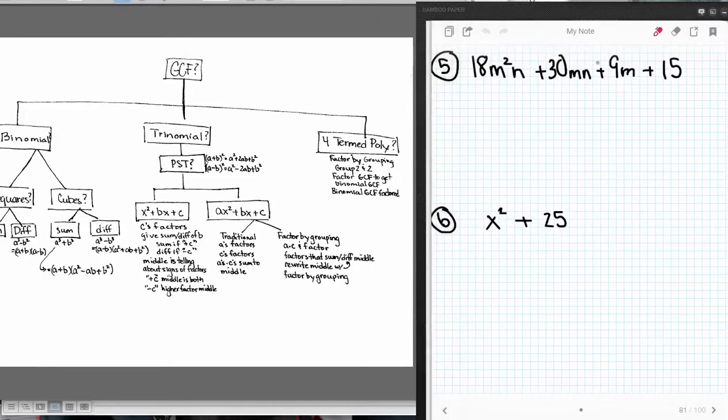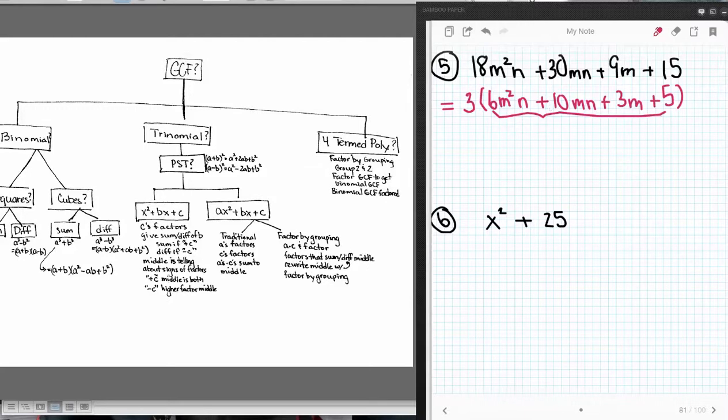All right, moving on to problem number 5. The first thing I want to check for is a GCF. So 18, 30, and 9, and 15 all have a 3 in common. So that's the first thing I'm going to do. I'm going to take out a 3. And that's going to leave me with a 6m squared n plus a 10mn, and then plus a 3m, and then plus a 5. Now once I've done that, I need to look at this polynomial that's left over, and I need to see if I can factor it.